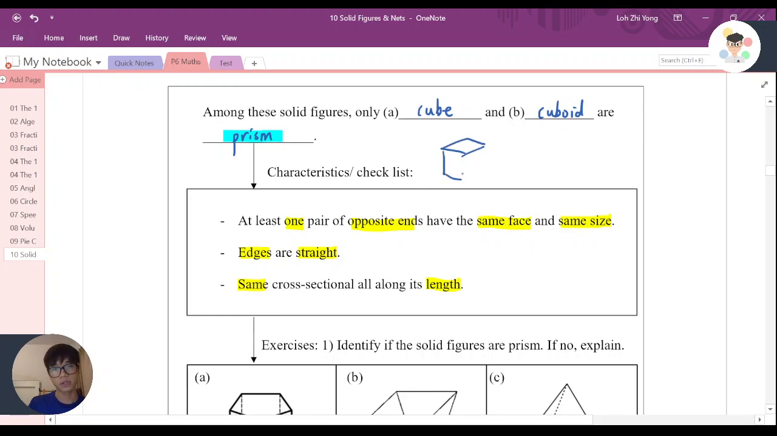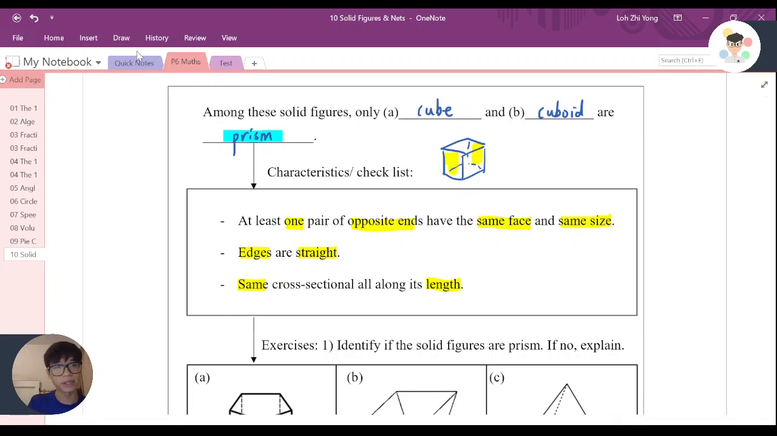Okay, this is a cube. Now, I say at least one pair of opposite ends. So how many pairs of opposite ends does this cube actually have? Actually more, right? This and this side are the same. The one on top is the same, and the side is also the same. Okay, at least one, right? We have at least one.